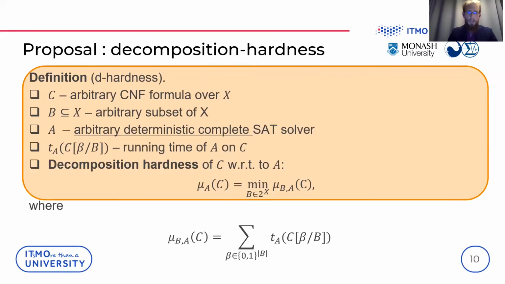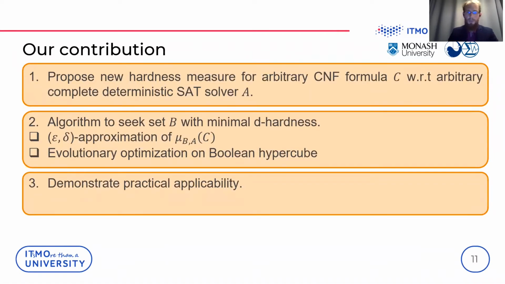In this work, we propose to extend this definition of backdoor hardness to decomposition hardness. And the extension lies in the fact that instead of a polynomial subsolver P, we use an arbitrary deterministic complete SAT solver, and define the decomposition hardness analogously to backdoor hardness. In this work, we propose this new hardness measure for an arbitrary CNF formula C with respect to an arbitrary SAT solver. And we also propose a practically applicable algorithm to seek the set B with minimal decomposition hardness.